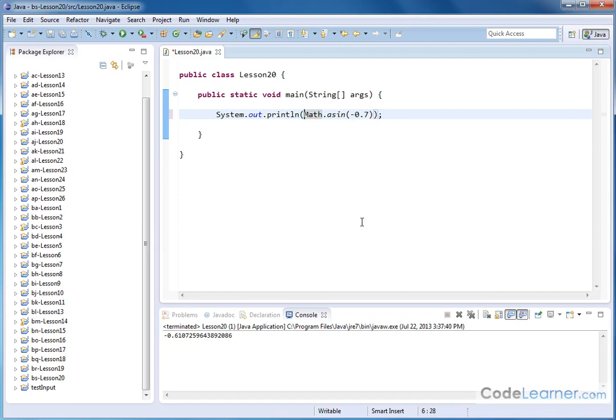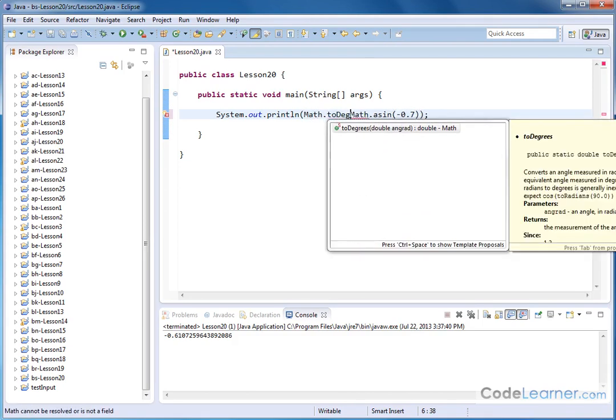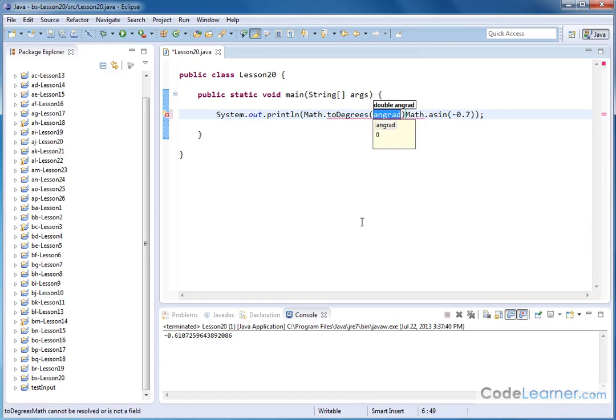Well, what if I don't want radians? What if I want to represent the angle in terms of degrees? That's no problem. I can just wrap that entire thing in toDegrees, which is that nice method there. And what I will do is I will wrap the calculation here inside of this method here.